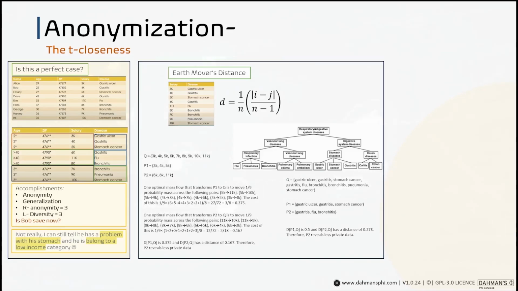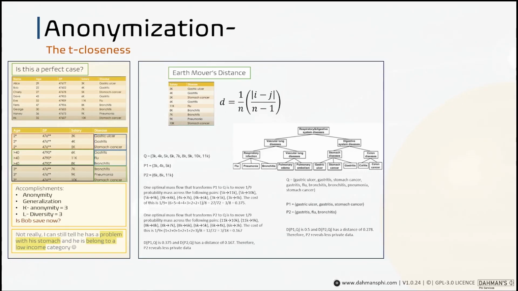And we use the formula that you see on the screen, just by taking each distance and multiplying by 1 over n. Now, as a result, if you measure the distance from P1 to Q, you get a distance of 0.375. And we have another value of 0.167 for the second group. What does that tell me? I can come to the conclusion that the P1 group, the 20s, seems to be more risky to reveal information about individuals than the P2 group.